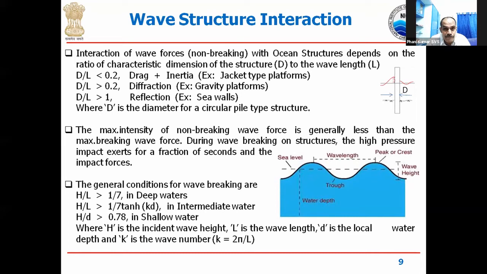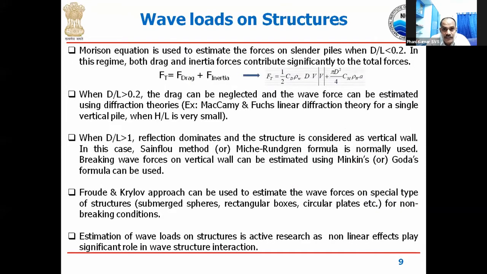Next slide, please. Theoretically, we use the Morrison equation to get the wave load. Basically, it has two components: one is drag and the other is inertia. Okay, and there are different theories or empirical formulae for various regions to estimate what the loads will be. Next slide, please.